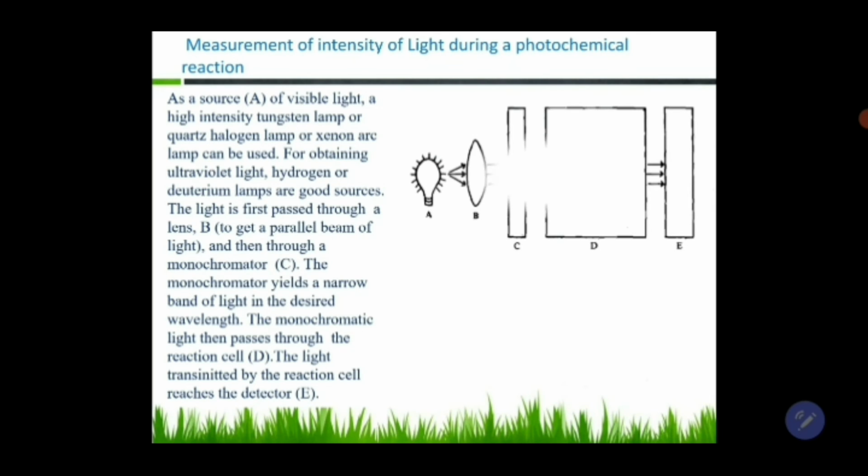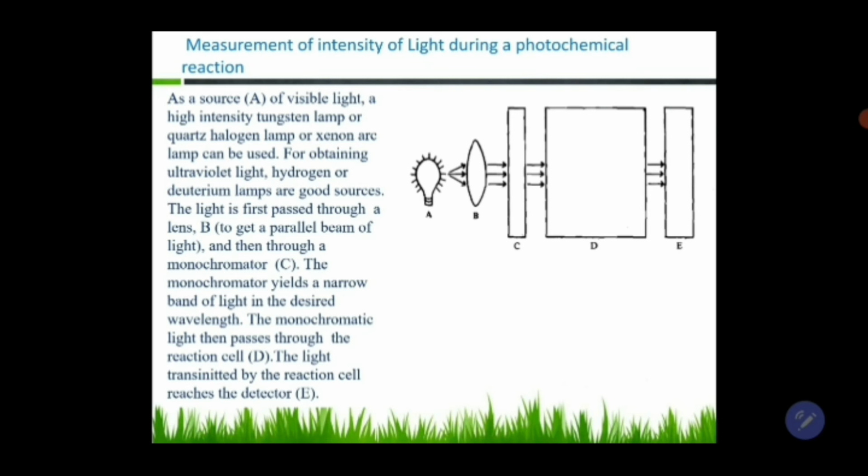So this is the instrumentation. As a source A, for visible light, a high intensity tungsten lamp, quartz halogen lamp, or xenon lamp can be used. For obtaining ultraviolet light, you need to use a hydrogen or deuterium lamp. The light is first passed through a lens B to get a parallel beam, and then through the monochromator, that is C. The monochromator yields a narrow band of light in the desired wavelength. The monochromatic light then passes through the reaction cell, that is D.